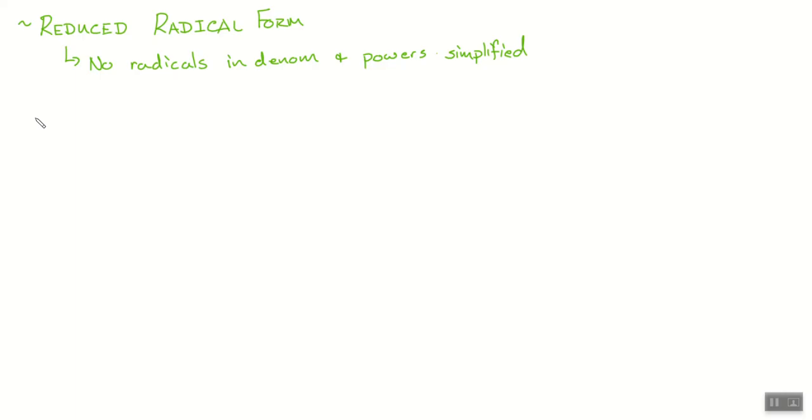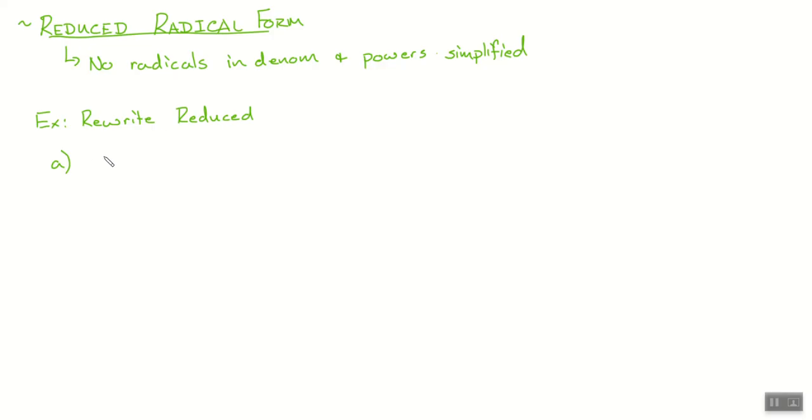So let's do a fun one together. This example, all we're trying to do is rewrite in reduced form. And I'm just going to say rewrite reduced to save a little bit of time, with the implication being that it's this reduced radical form we're talking about. Okay, let's get ugly. Example A.